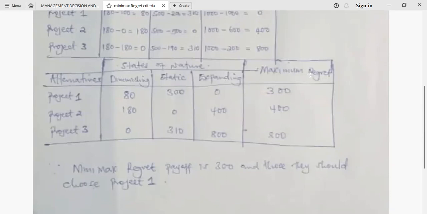These are regrets, and from the regrets we are picking the maximum. Now here we change it. The other time we've been looking at the states of nature, but here we want to make a decision, and we only make a decision on the alternatives. So we look at the alternatives after getting the regret values. For project 1, you go horizontally and pick the highest. Under diminishing, we have 80. Under static, we have 300. Under expanding, we have 0. So you pick the highest value, which is 300.